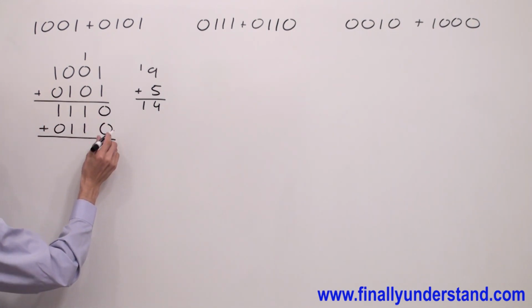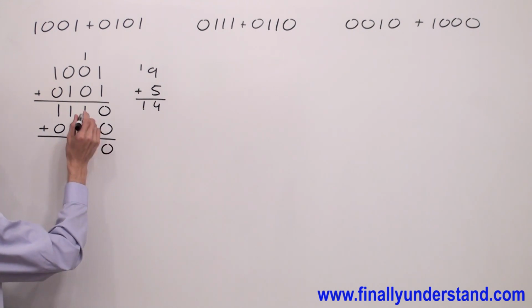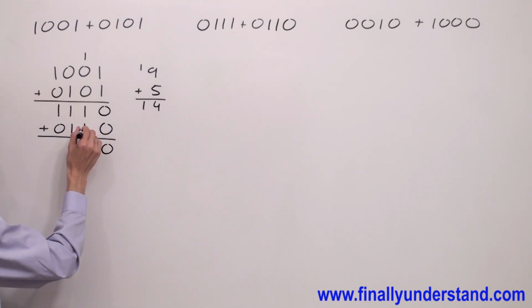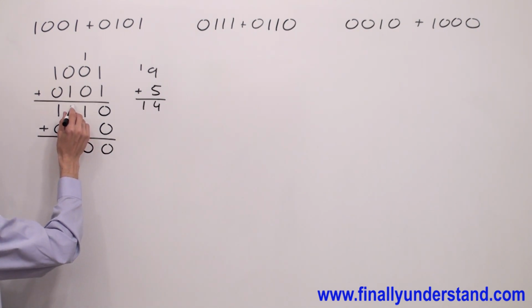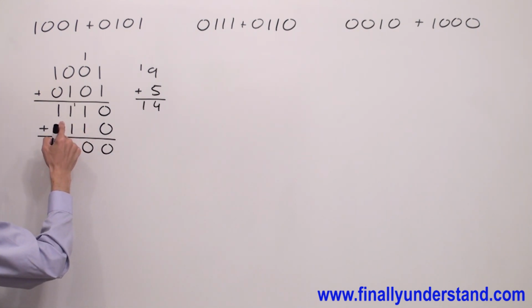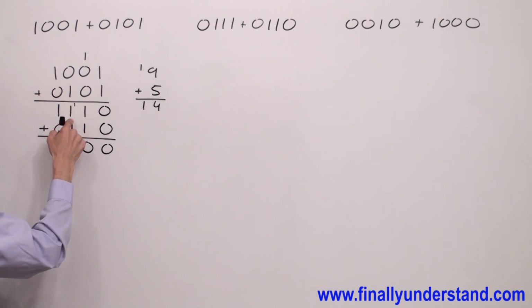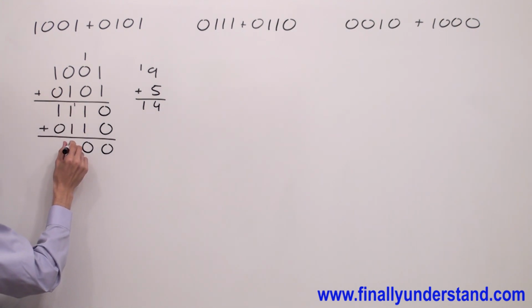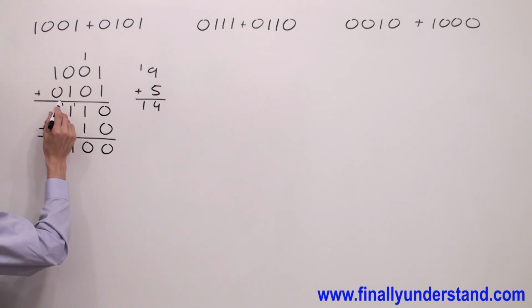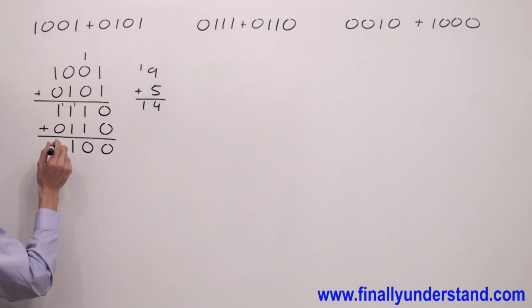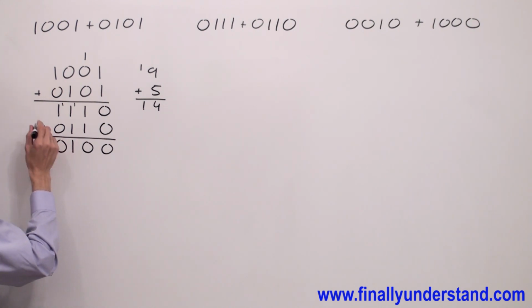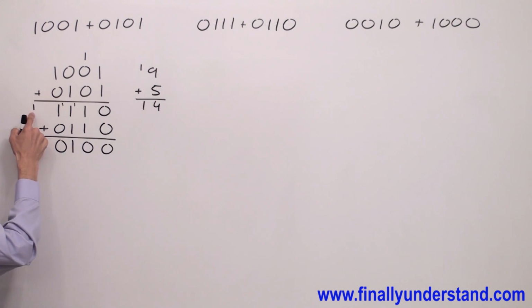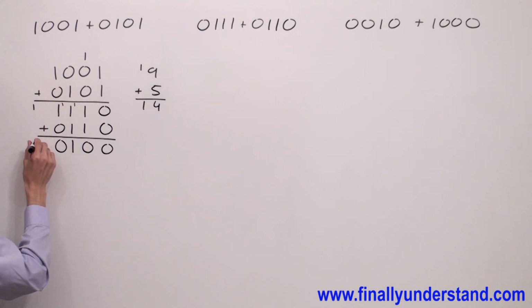0 plus 0 gives me 0. 1 plus 1 is 2, right? 0 and carry of 1. And I have 1 plus 1 plus 1 is 3, that's why I have to write 1 and carry of 1. 1 plus 1 is 2, I'm supposed to write 0 and carry of 1. That one has to come down.